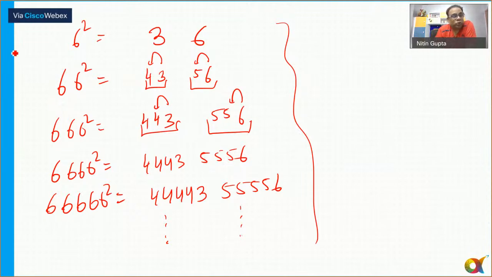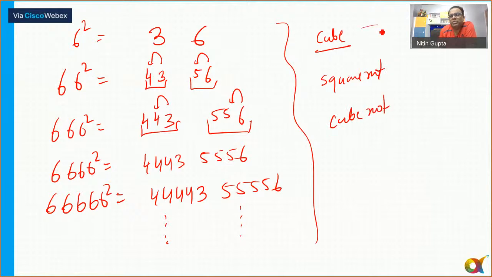In the next session, that is tomorrow, I'll talk about how to find the cube of a number, and how to find the square root as well as the cube root also. So we'll talk about how to find the cube of a number. Okay, let's discuss cube today. So tomorrow we can focus on the multiplication technique. Let's do the cube today only.